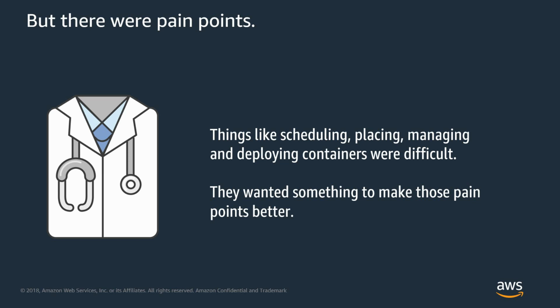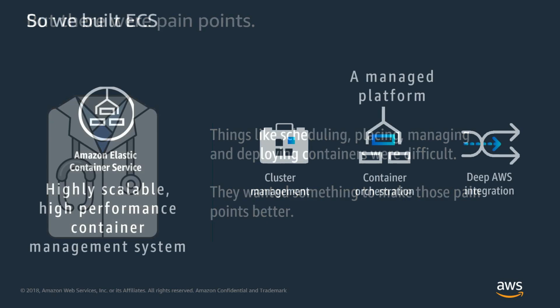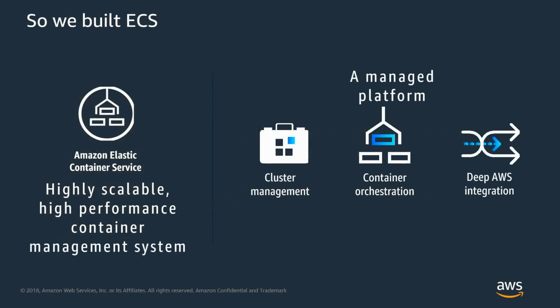And we have a large number of customers who are using Elastic Container Service to solve the problem. Amazon Elastic Container Service, or ECS, is a highly scalable, high-performance container orchestration service that supports Docker containers and allows you to easily run and scale containerized applications on AWS. Amazon ECS eliminates the need for you to install and operate your own container orchestration software, manage and scale a cluster of virtual machines, or schedule containers on those virtual machines.